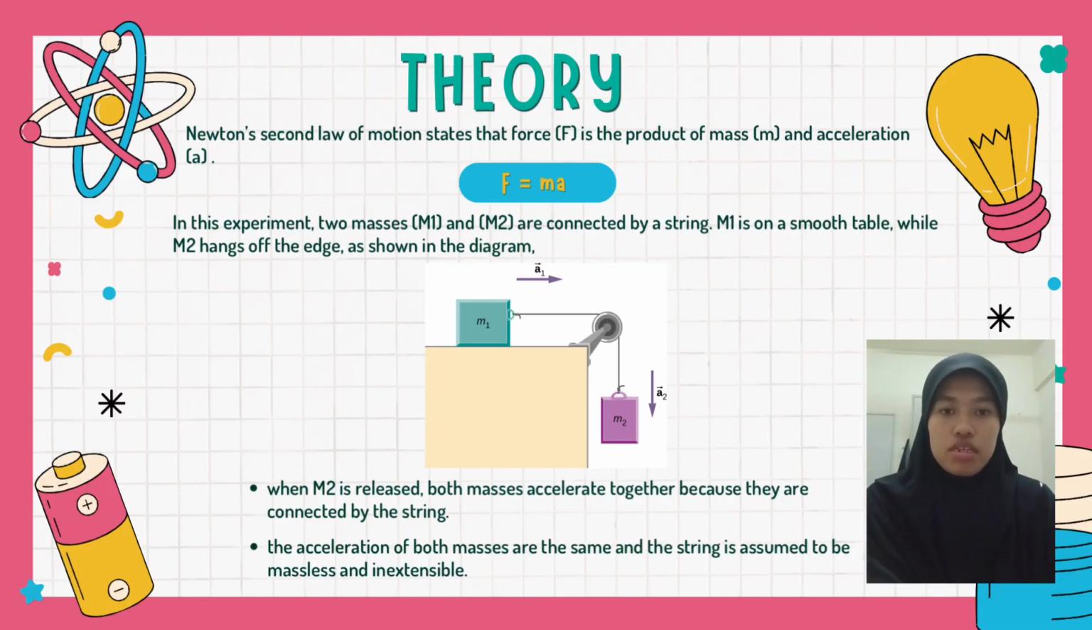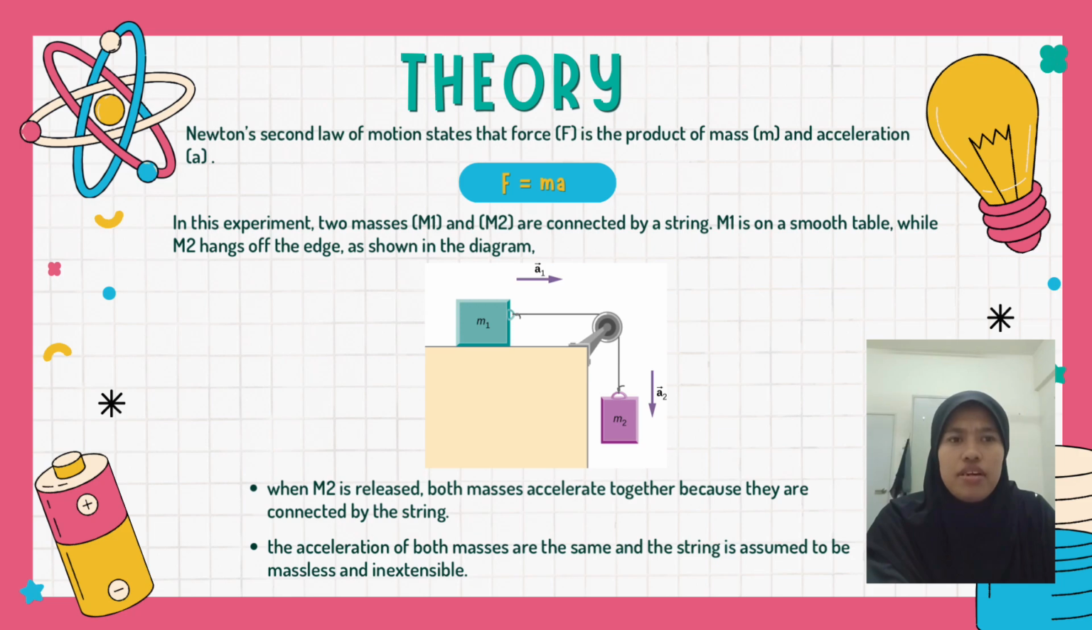For the theory in this experiment, Newton's second law of motion states that force is the product of mass and acceleration. In this experiment, two masses M1 and M2 are connected by a string. M1 is on a smooth table while M2 hangs off the edge as shown in the diagram. When M2 is released, both masses accelerate together because they are connected by the string.